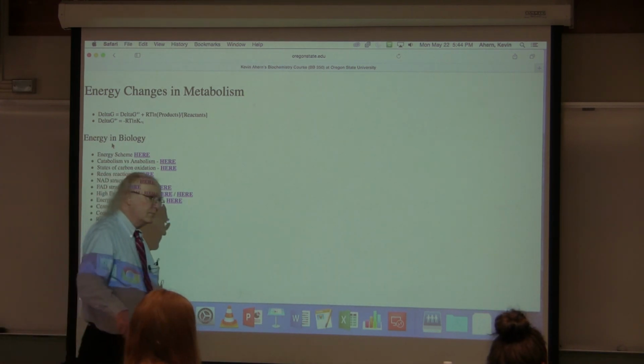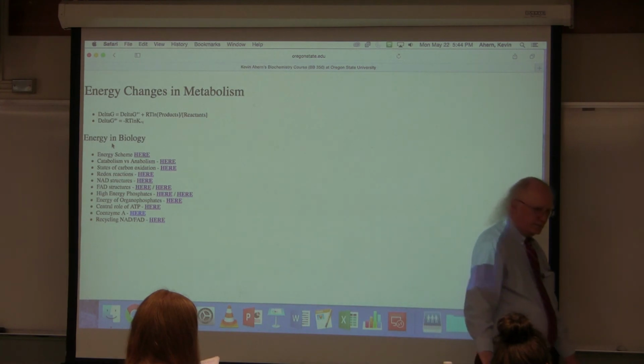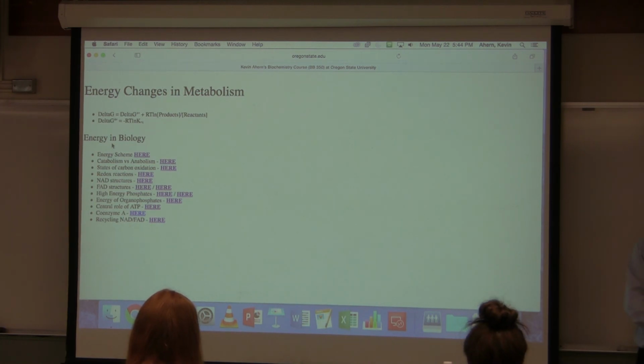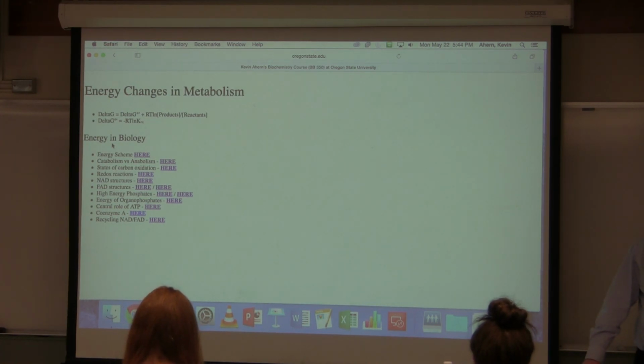So where's the Shine-Dalgarno sequence? The Shine-Dalgarno sequence is found on the messenger RNA. It's complementary to a sequence on the 16S ribosomal RNA. That's that GGAGG sequence that I talked about.